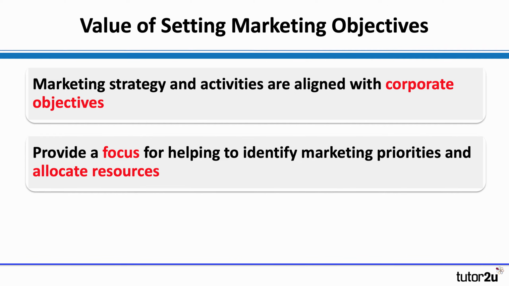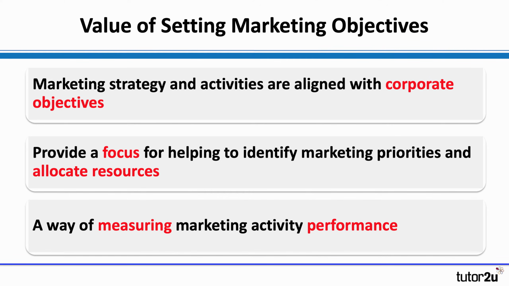The marketing budget isn't unlimited in most businesses, therefore it's about identifying what the priorities are for the marketing mix, how to allocate resources to ensure that the marketing objectives are achieved. And of course, as with all good objectives, it gives us a way of measuring performance.